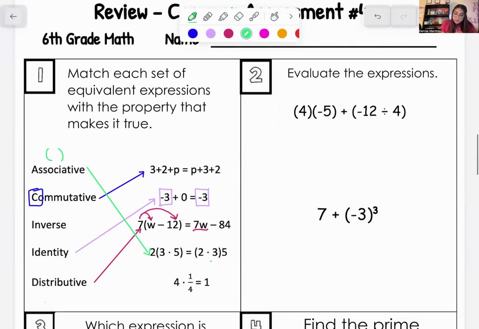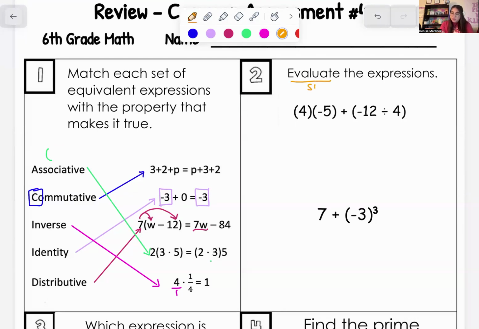And then last but not least, I have the inverse. It's multiplying the 4 by its reciprocal. Remember, we learned that keep, change, flip actually means to multiply by the reciprocal. So that's our inverse.